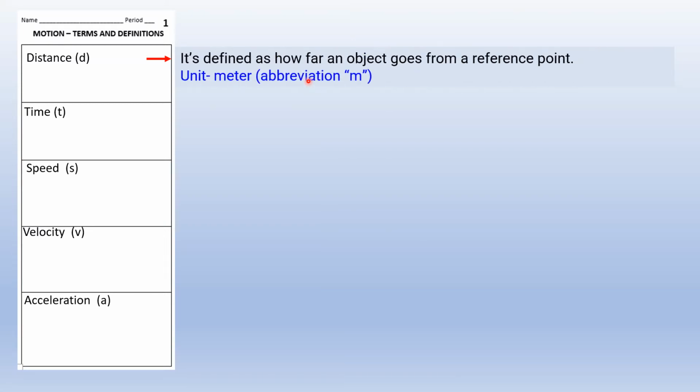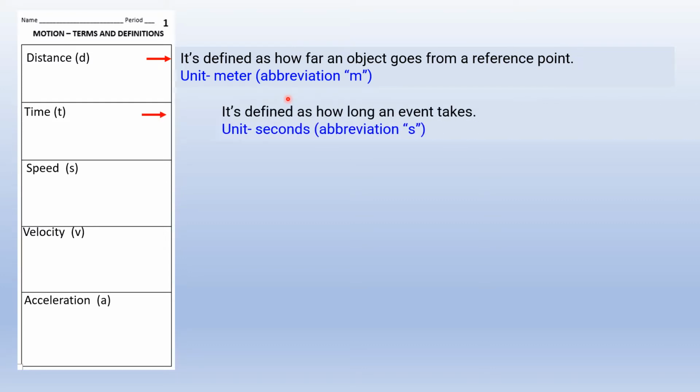Distance is defined as how far an object goes from a reference point. The unit for distance is meter. Its abbreviation is m. Time. It's defined as how long an event takes. The unit for time is seconds, and abbreviation is lowercase s.